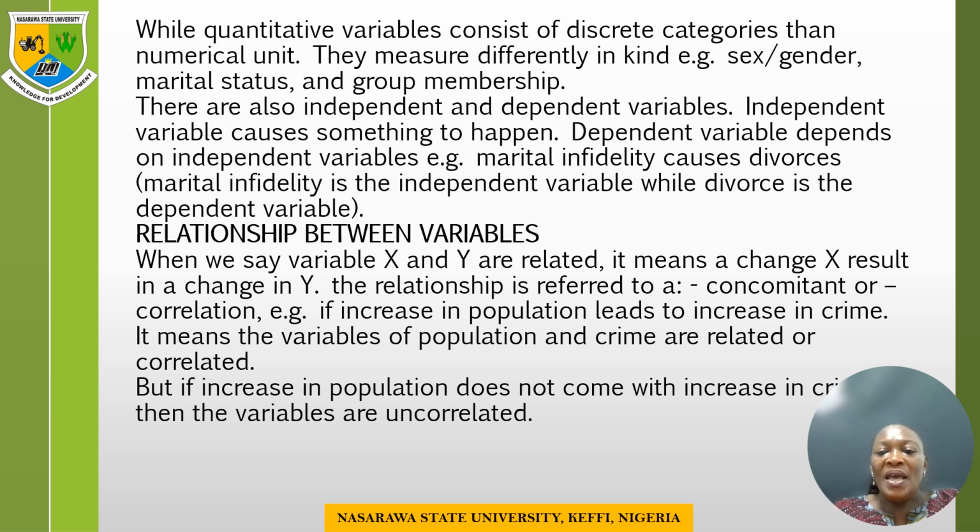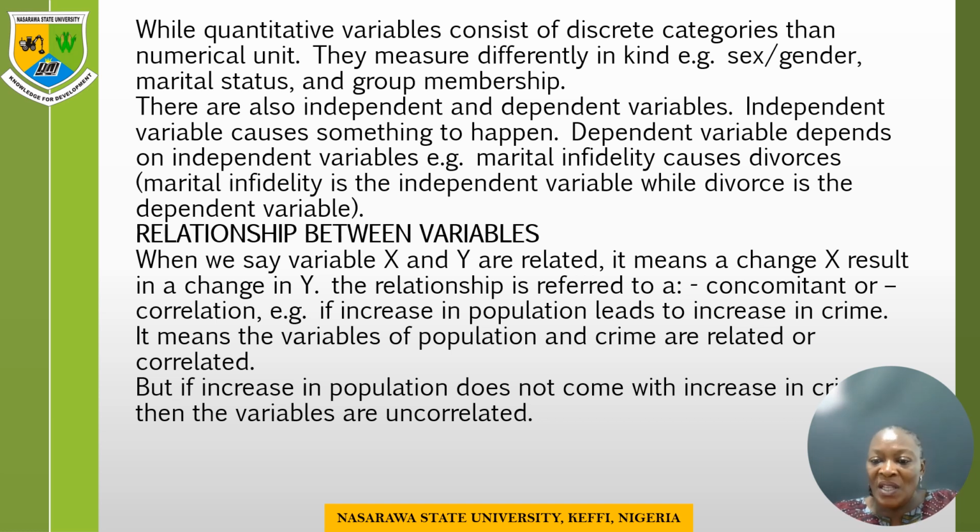For example, dependent variables depend on independent variables. For example, marital infidelity causes divorce. Marital infidelity is the independent variable, while divorce is the dependent variable. Why? Because if I am faithful in my marriage, I won't be divorced.